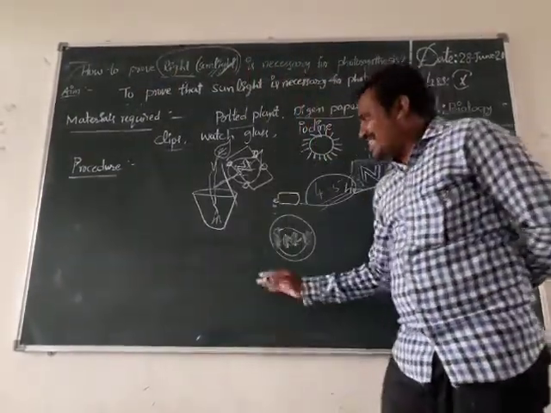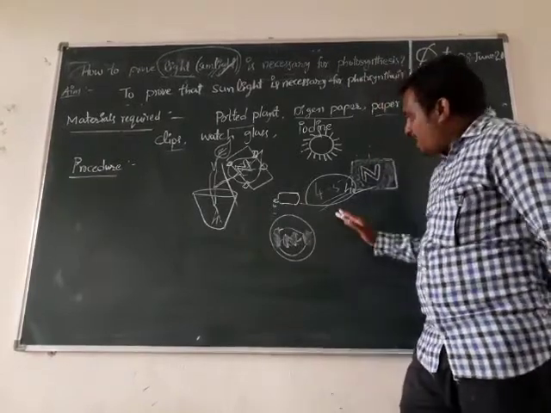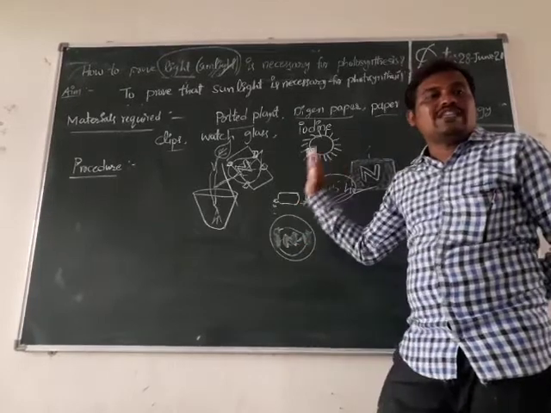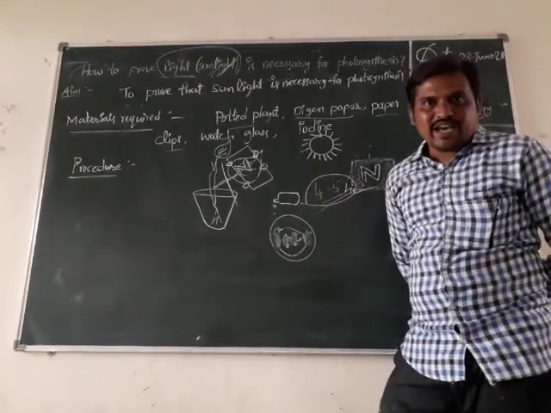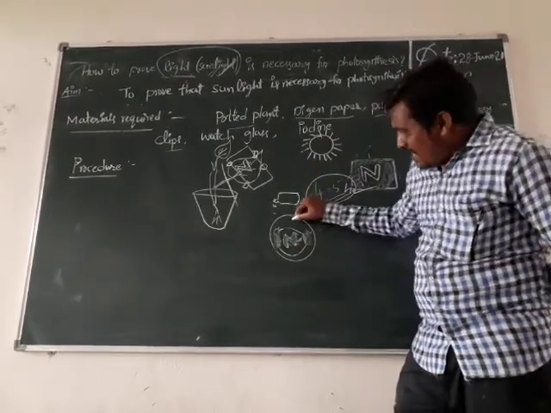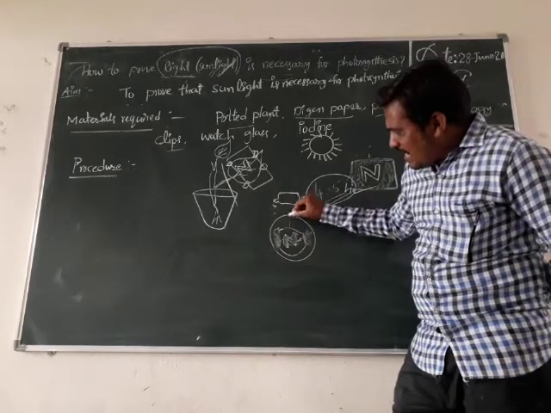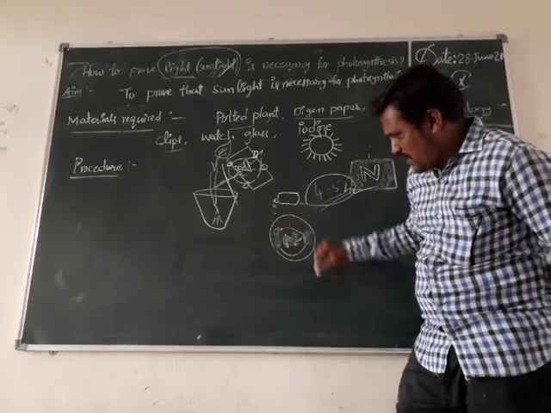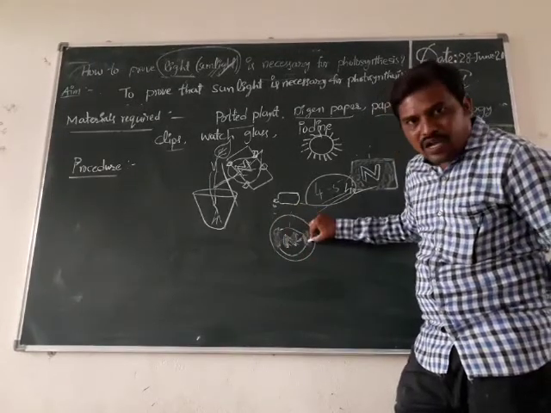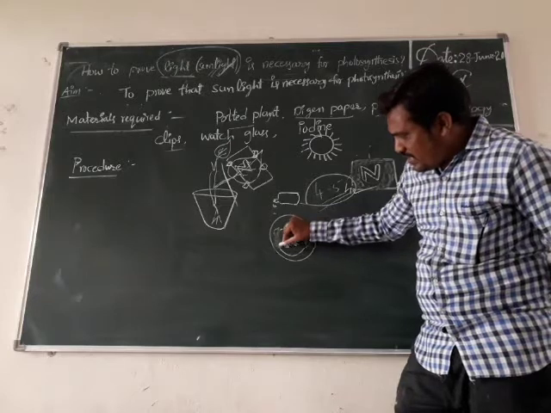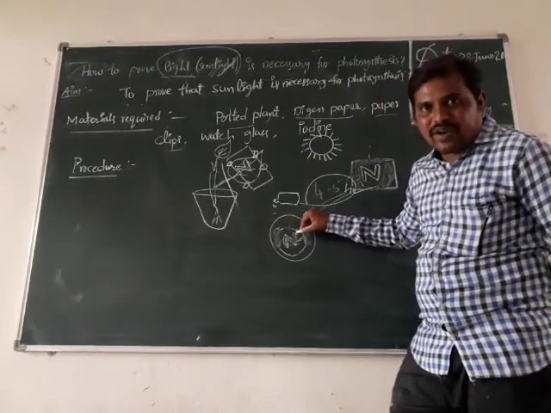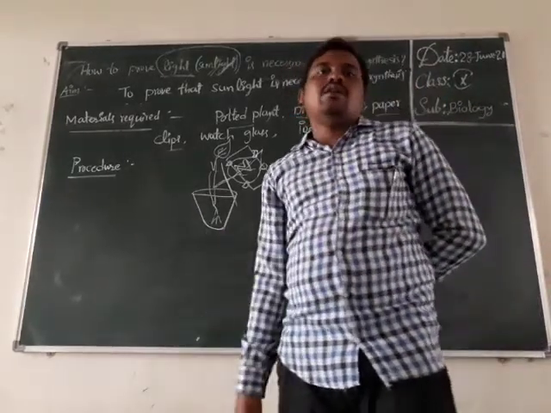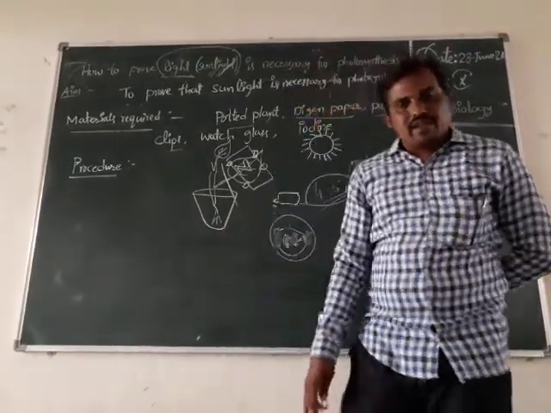So, the result. What is the result? We have experimentally proved that light is necessary for photosynthesis. Because the light-exposed areas, the design area and the uncovered area of the black paper, turned blue-black. The area of the leaf covered by the black paper without design did not turn blue-black.